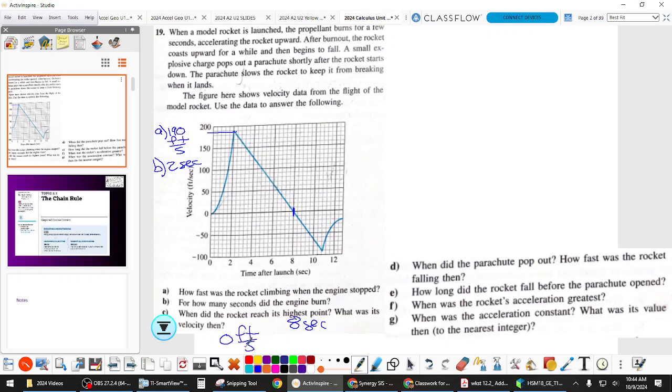When did the parachute pop out? So roughly 11 seconds. Is it differentiable right there? No. How fast was the rocket falling then? Yeah, negative 90. For how long did the rocket fall before the parachute opened? Yeah, so 8 to 11.